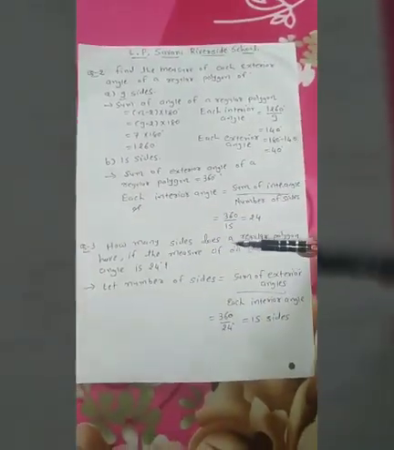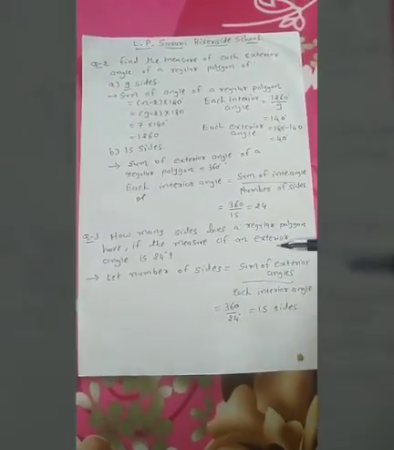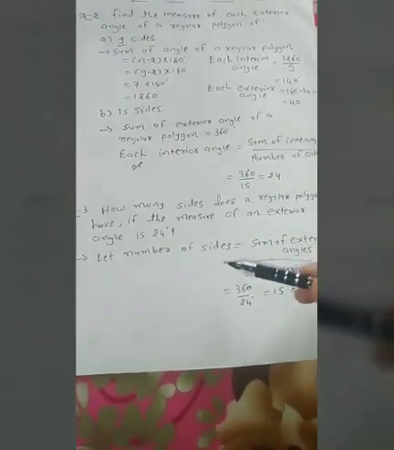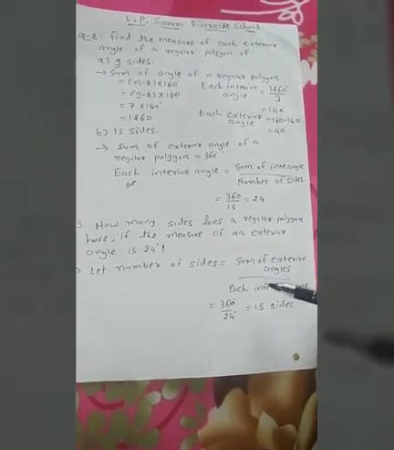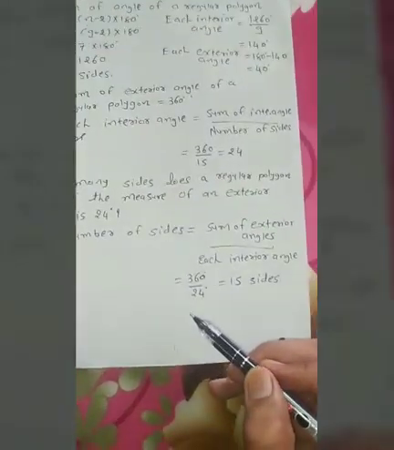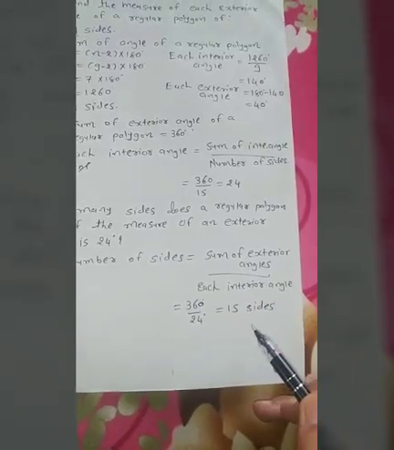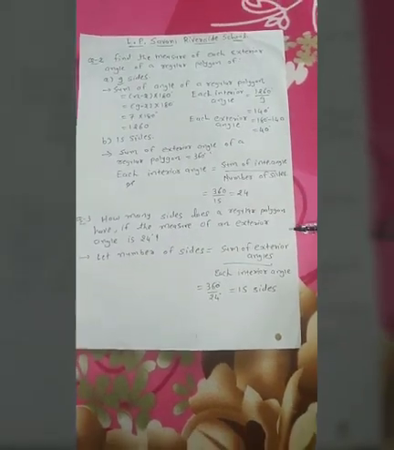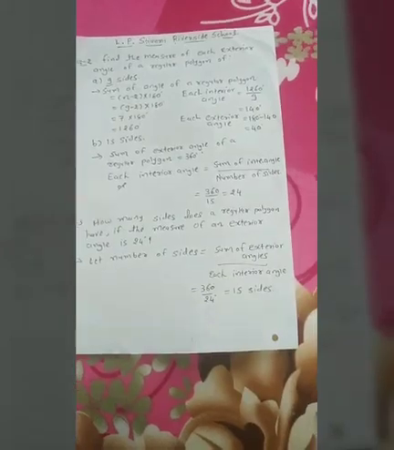How many sides does a regular polygon have if the measure of an exterior angle is 24? Let the number of sides be n, which is equal to the sum of exterior angles upon each exterior angle. So it is equal to 360 upon 24, which gives 15 sides. Okay, here, 15 sides.